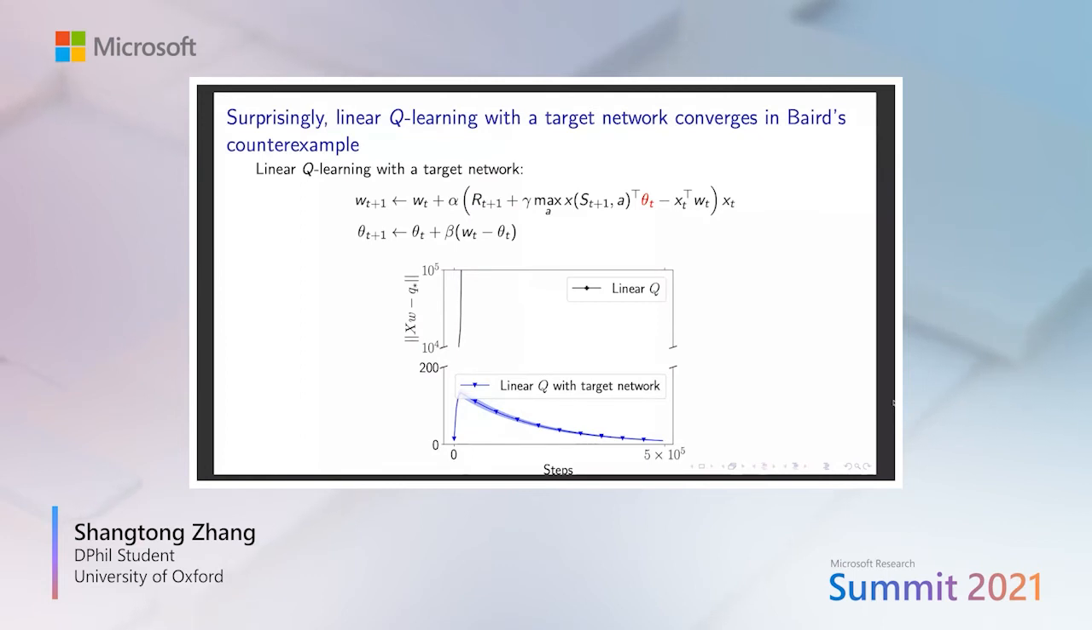So there is really nothing fancy. We just add a target network. But as shown by the blue curve, linear Q-learning with the target network converges very well consistently. So this curve is averaged over 30 independent runs, so it's very reliable.